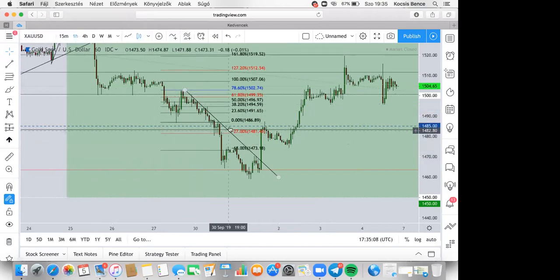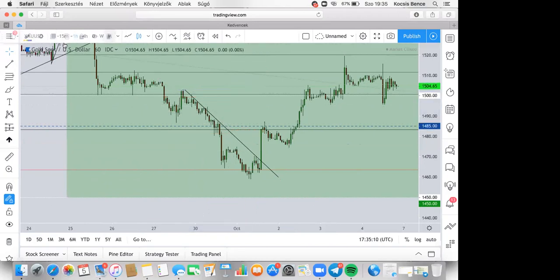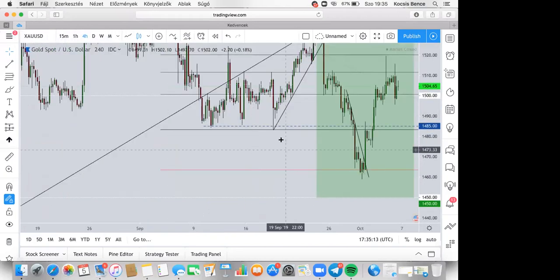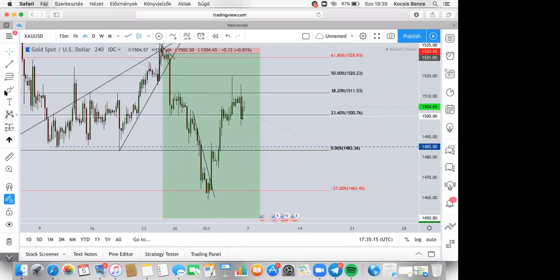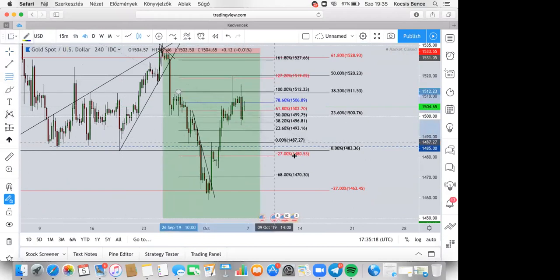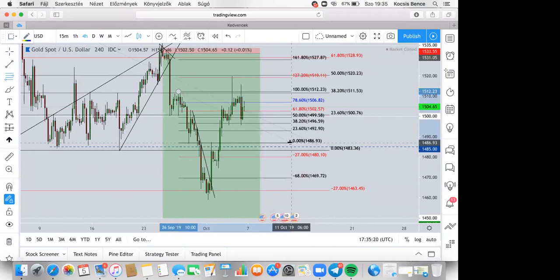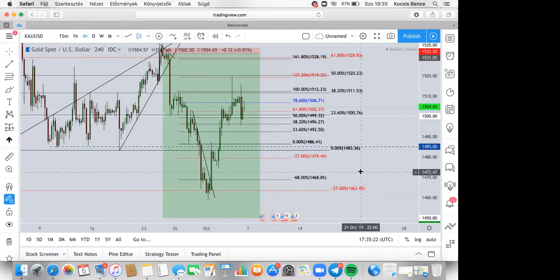So I'm on the H1, also I'm checking the 4 hour. So at the moment I was here. If I put the Fibo high to low, what you can find? Minus 27. Yeah, the minus 27 is stopped, and after the minus 68.